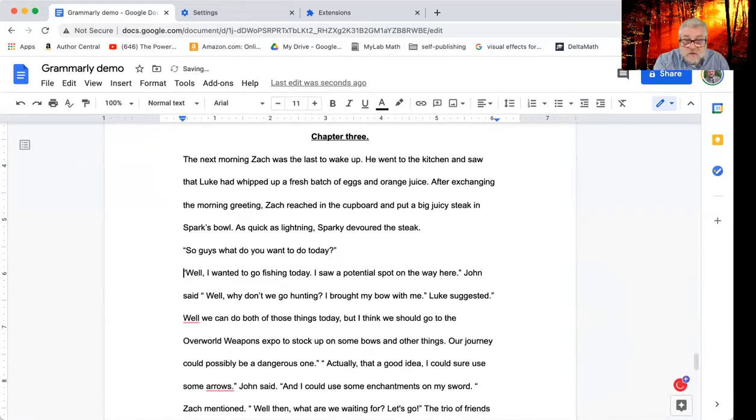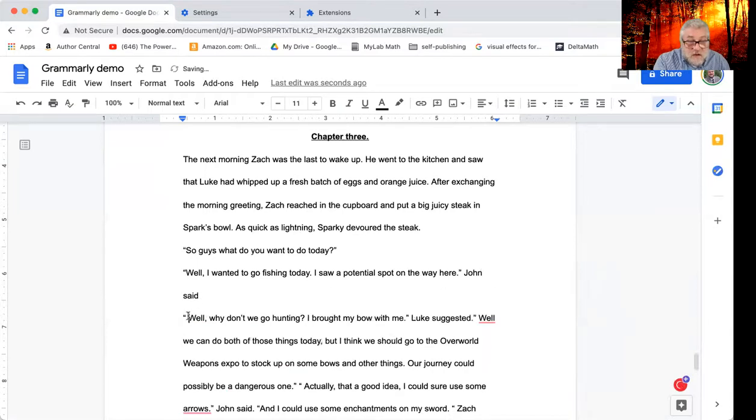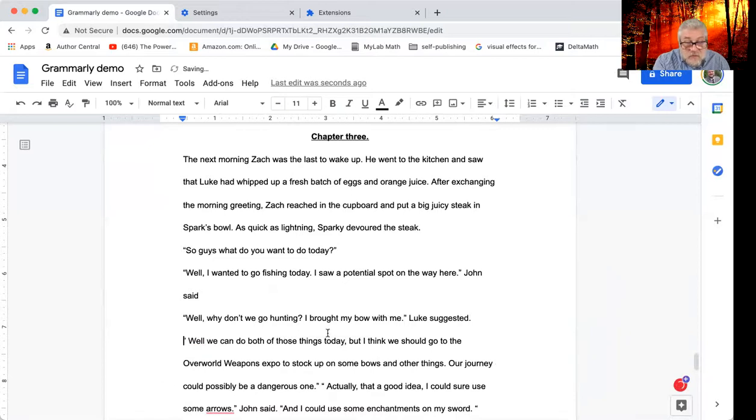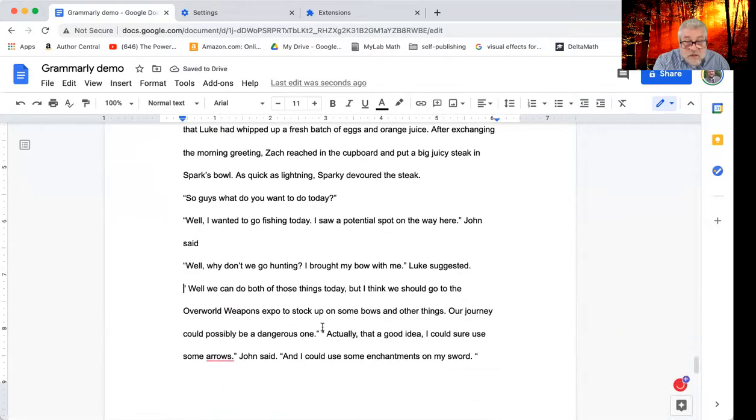And then here's a new one. "Well, I wanted to go fishing. I saw a potential spot here," John said. Okay, so here's the next line of dialogue. "Well, we can't. Why don't we go hunting? I brought my bow with me," Luke suggested. "Well, we can do both of those things, but I think blah, blah, blah."